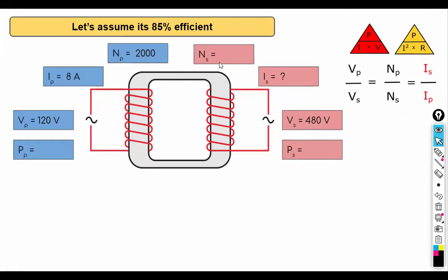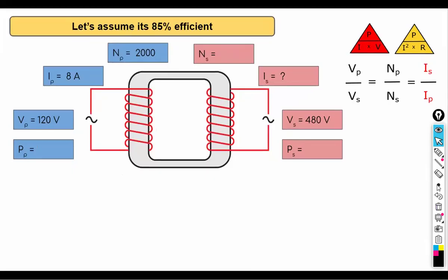Right, so I want everyone to draw this diagram for me, and please write the heading at the top. Let's assume it's 85% efficient. I'll give you a minute to draw this out, and wait on me, because this question has a serious trick in it. Transformer.